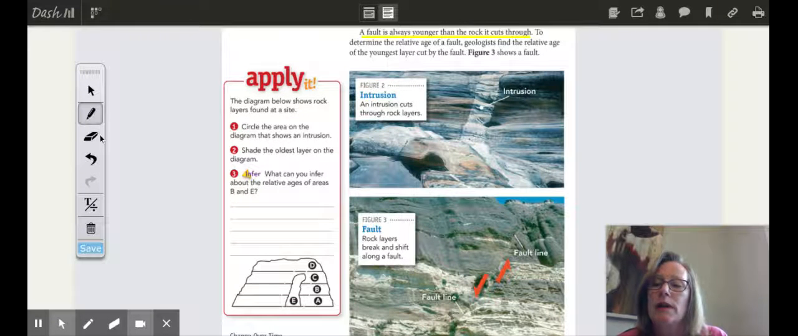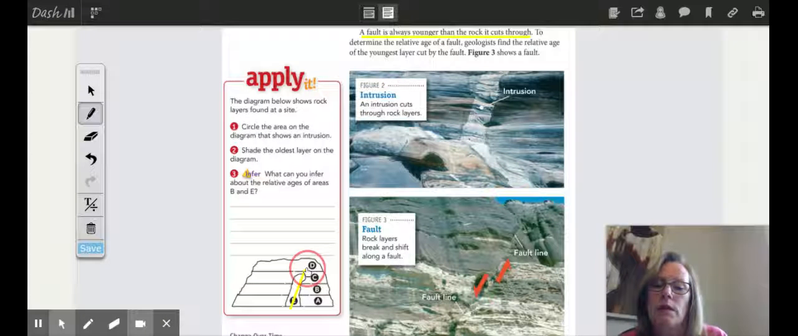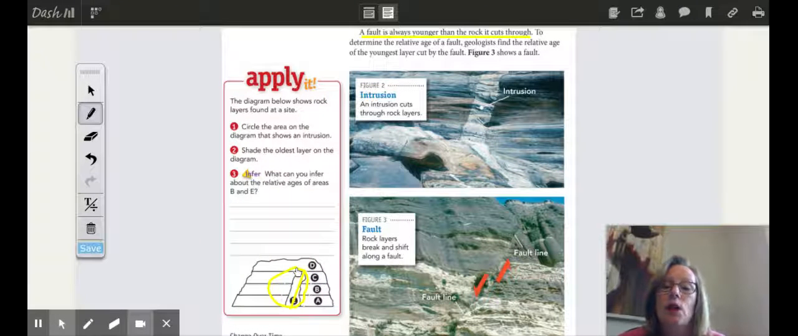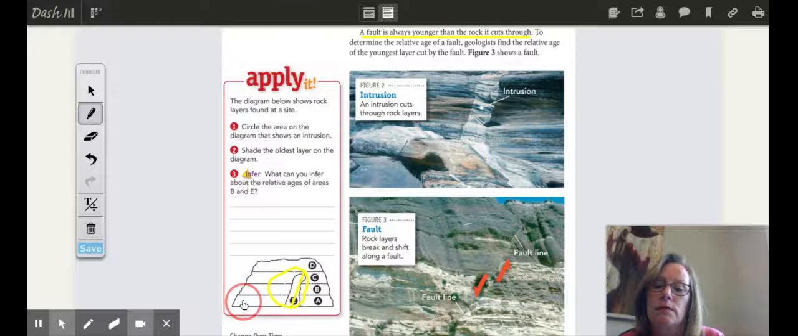So let's see if I can circle here. This right here. No, it's not letting me circle. Let me try again. I'll circle that. And then it says shade the oldest layer in the diagram. And I'll try to shade in right here. Just going to give you an idea. I'm not going to try to shade the whole thing because that's not working.